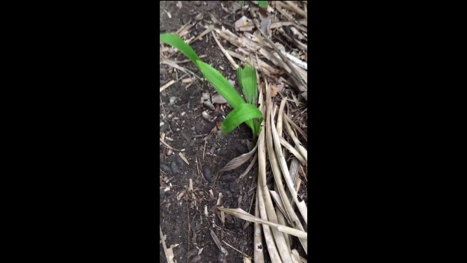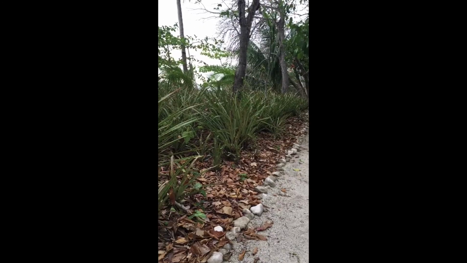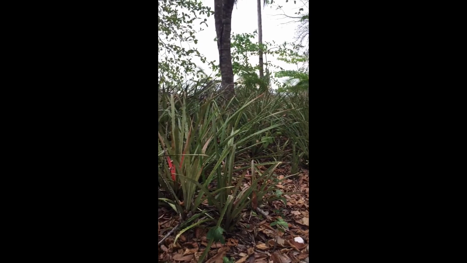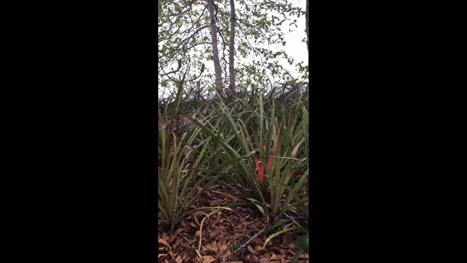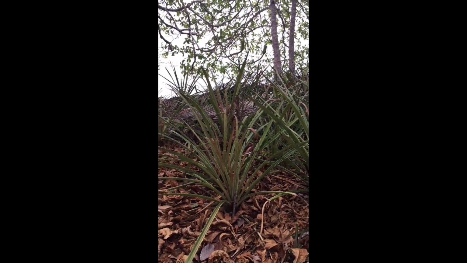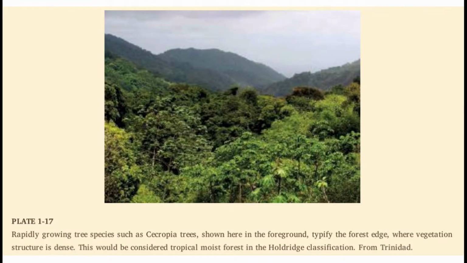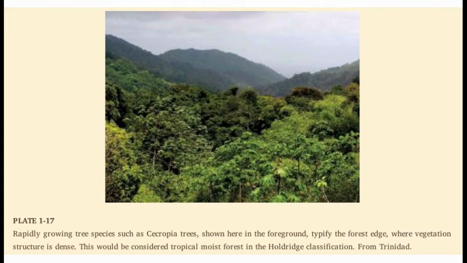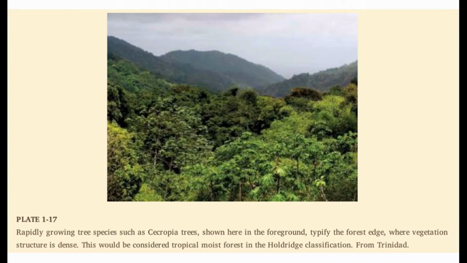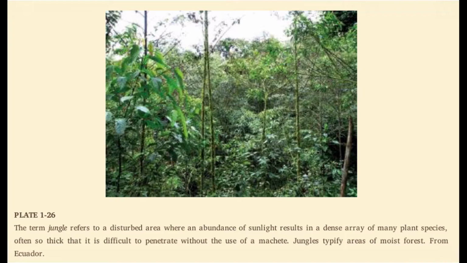Here's a new one. Terrestrial bromeliads. Now here's a plant that's adapted to going for long periods of time without water. But when it's the wet season in a moist forest, it can look quite lush, like you see here in Trinidad. And this is another moist forest image, this one from Ecuador.